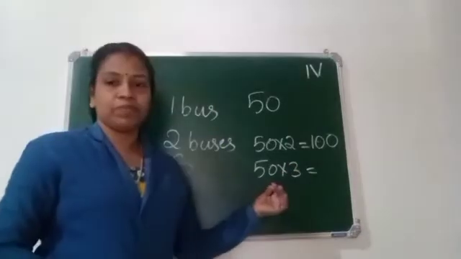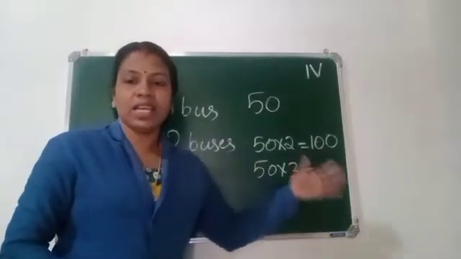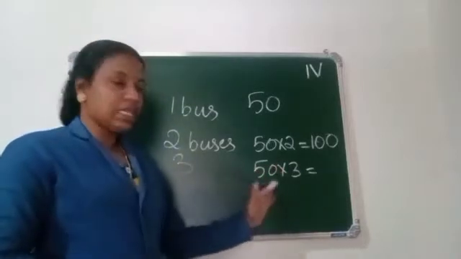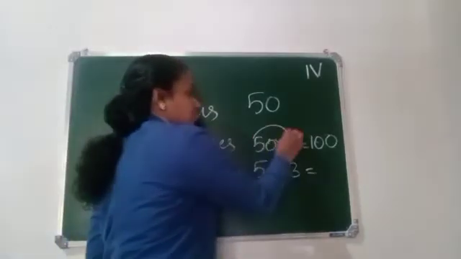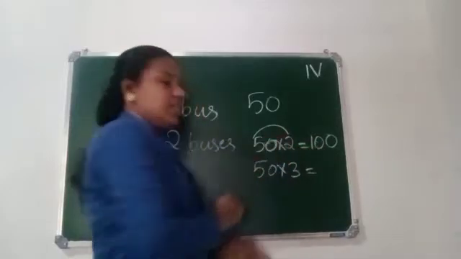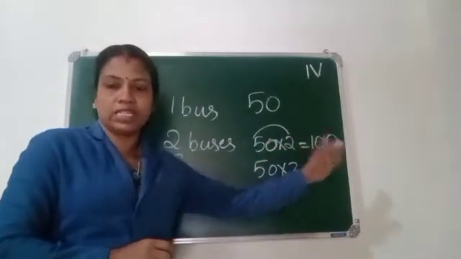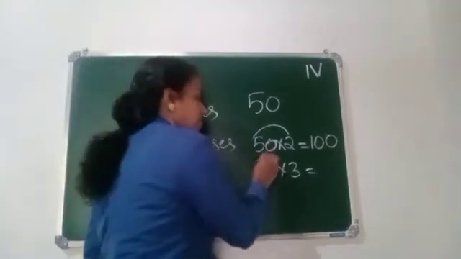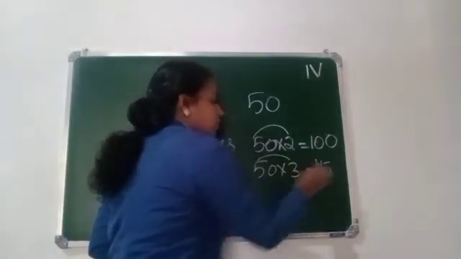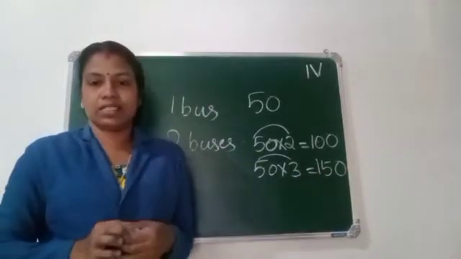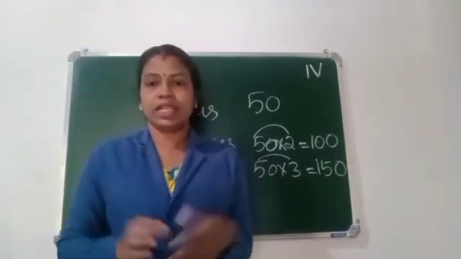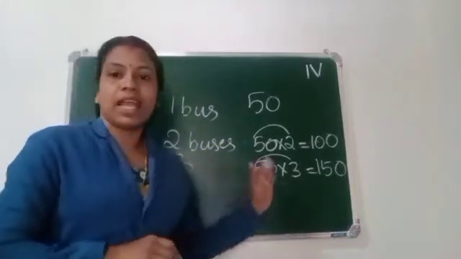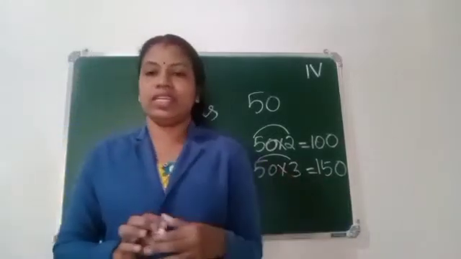Yes. It is very easy to multiply a number with a 0 in the ones place. Just multiply the numbers. Here 5 into 3 is 15. Then put the 0. So 150 is the answer. That is easy multiplication. Now 3 buses can take 150 children.